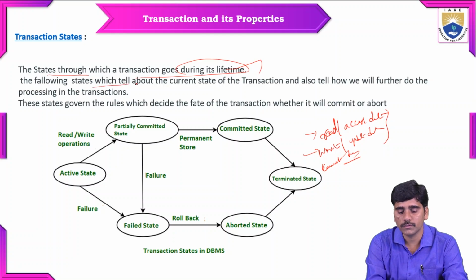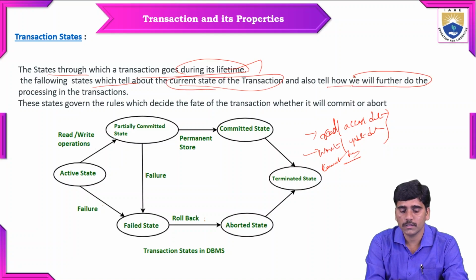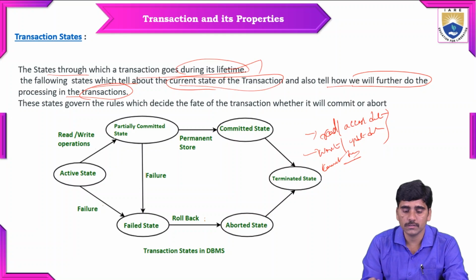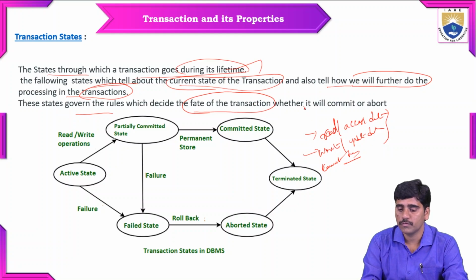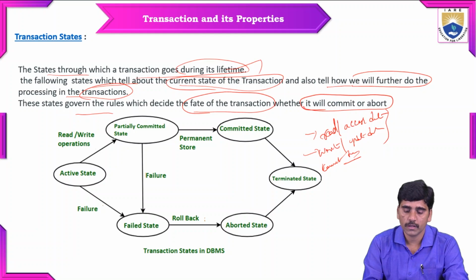The following states tell about the current state of the transaction and also tell how we will further process the transaction. What is the current status of the transaction and what is the next status of the transaction, that is all known by using these transaction states. These states govern the rules which decide the fate of the transaction, whether it will commit or abort.